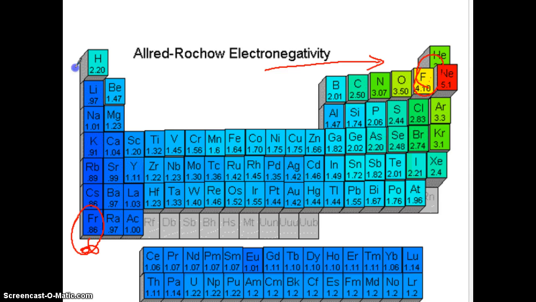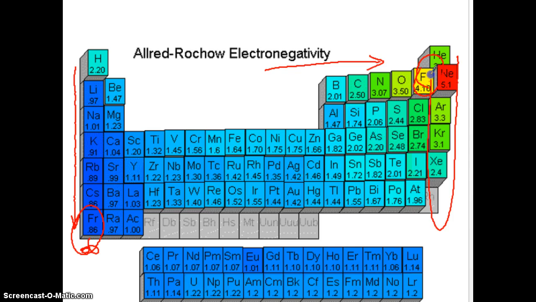It has 1, 2, 3, 4, 5, 6, 7 rings. So its rings are farther and farther away from the nucleus, giving the nucleus less control over its electrons, which again works out perfectly because francium would much rather lose an electron to be like the noble gases.